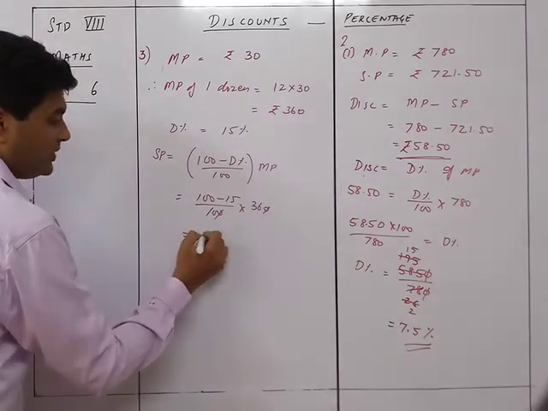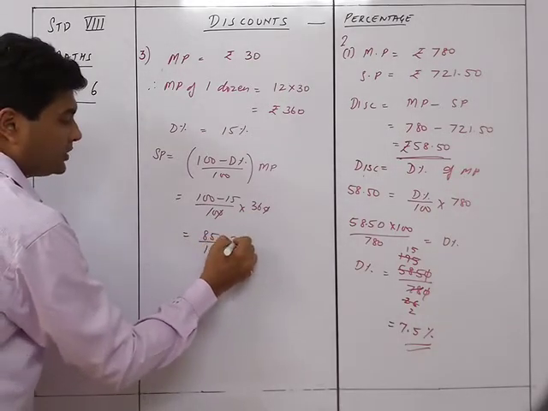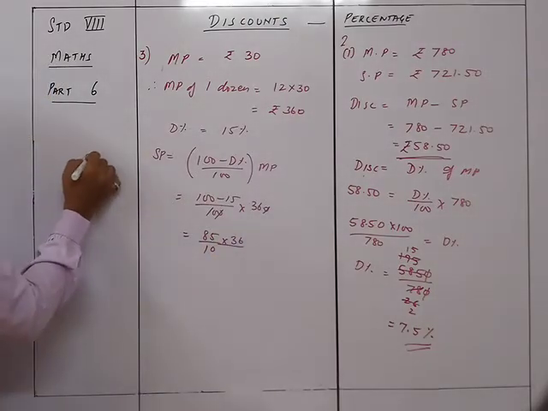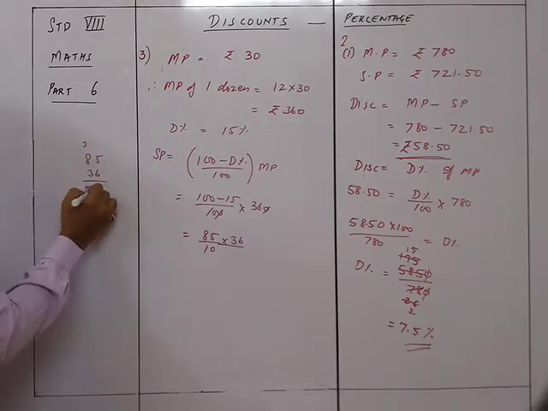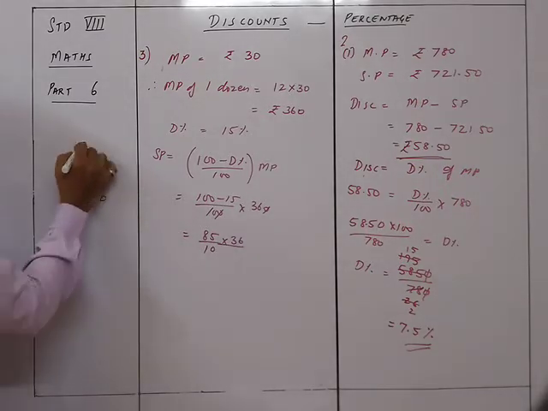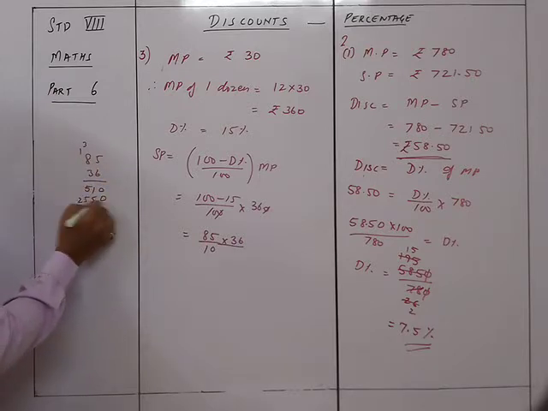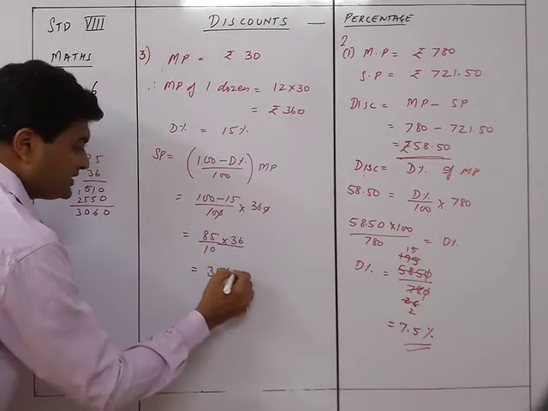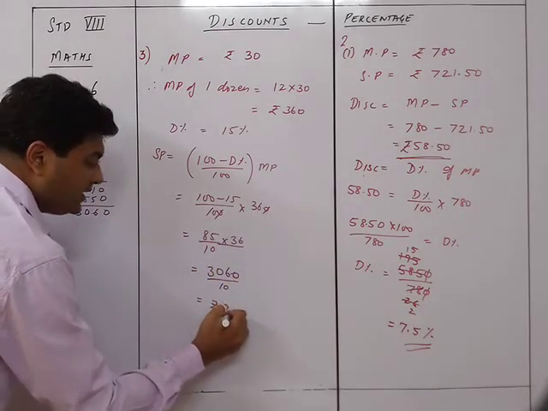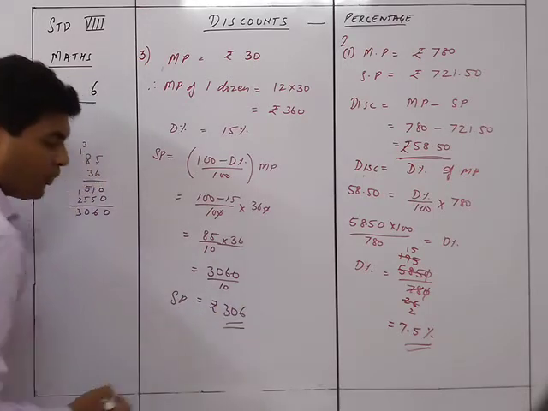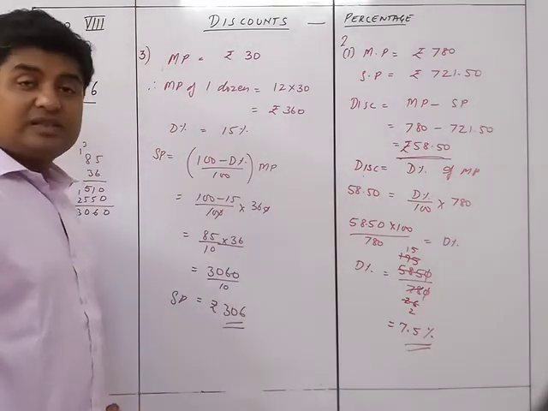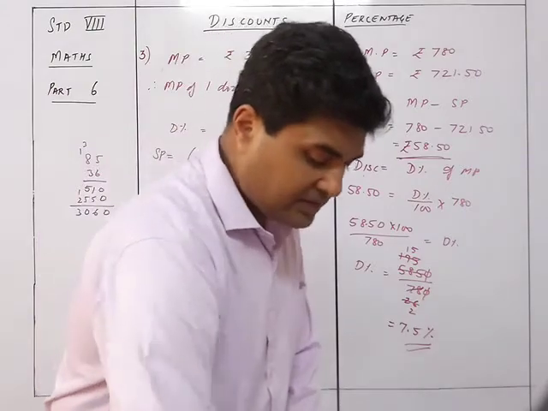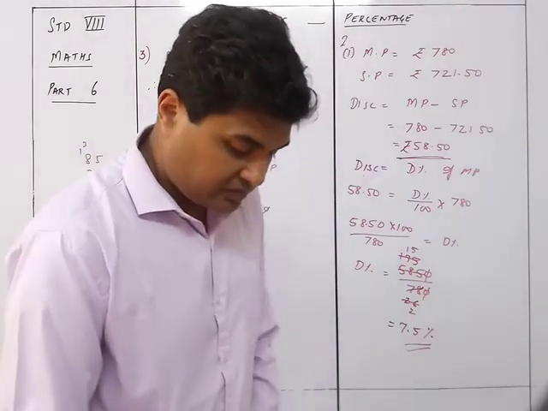The zeros cancel. That will be 85 upon 10 into 36. So that will be 85 into 36. 6 5s are 30, 6 8s are 48, 51. 3 5s are 15 and 25. So that will be equal to 3060. 3060 upon 10 is equal to rupees 306. So the SP of 1 dozen notebooks, the price paid by the student, will be rupees 306. So that's sum number 3, 306 rupees.